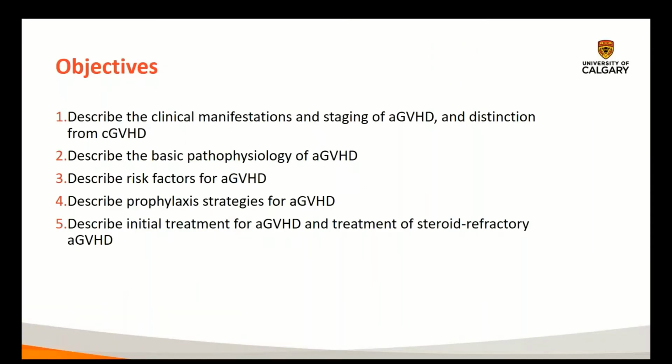So the objectives for this presentation are to describe the clinical manifestations and staging of acute graft versus host disease, and importantly, the distinction of acute from chronic graft versus host disease. We're going to describe the basic pathophysiology of acute graft versus host disease, describe risk factors, prophylaxis strategies, as well as initial treatment and treatment of steroid refractory disease.